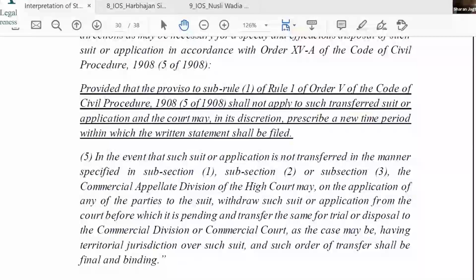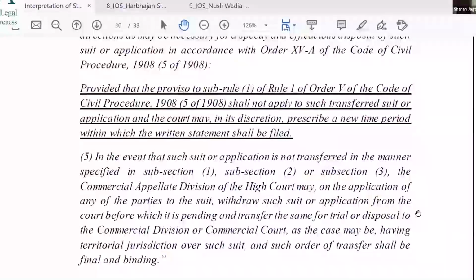The plain language says that the relevant provisions of the CPC, the amended provisions which fix an absolute time limit, shall not apply to a transferred suit or application, and the court may, in its discretion, prescribe a new time period within which the written statement shall be filed. So you will find the proviso.